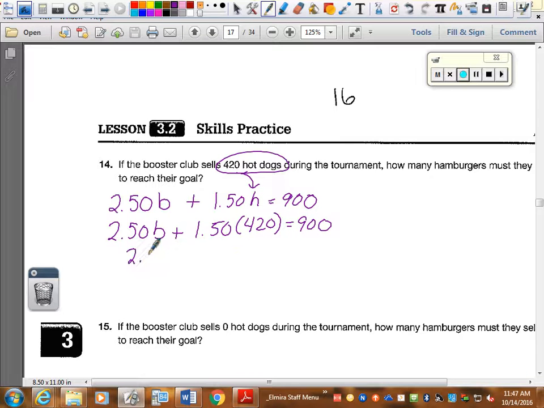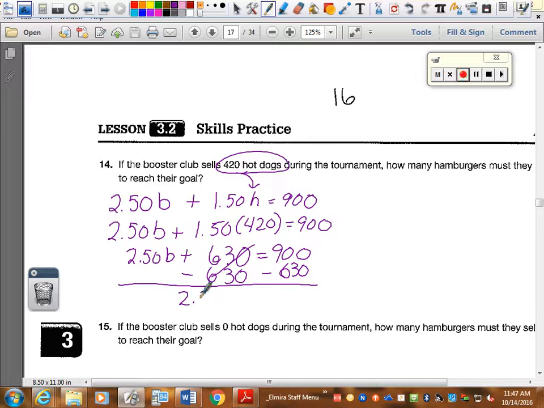Multiply that out. $630 equals 900. Okay, now it's a basic two-step. Subtract 630. One thing I dislike about the example that the homework gives you is that it does not show all the steps of solving an equation. It skips about every other step. Divide both sides by 2.50. 270 divided by $2.50 is 108. So they'd have to sell 108 burgers.